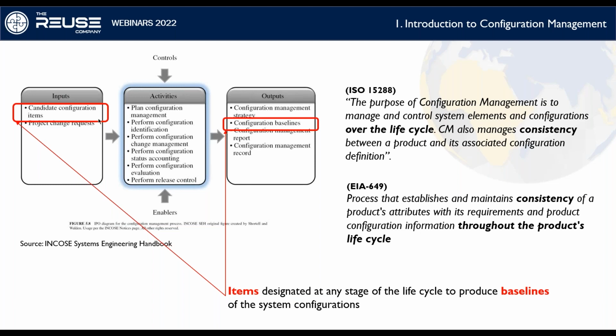But when you look at the process of configuration management in the INCOSE Systems Engineering Handbook, you can see that we have concatenated configuration items, which are items designated by the system engineers or project managers at any stage of the life cycle, and which produce the baselines of the system configurations. So we maintain information about the product configuration throughout the life cycle to control the changes.